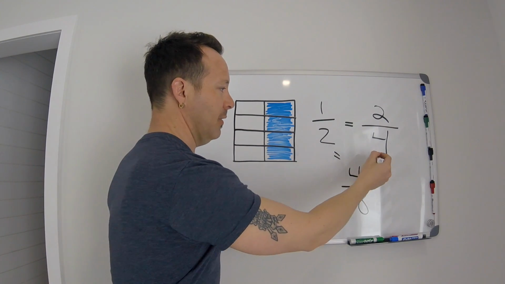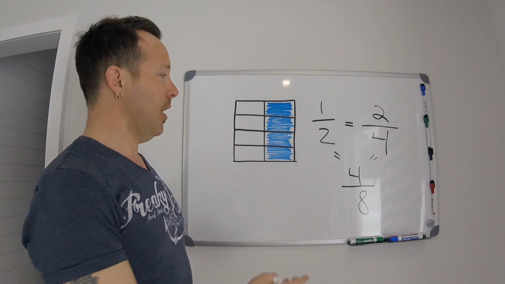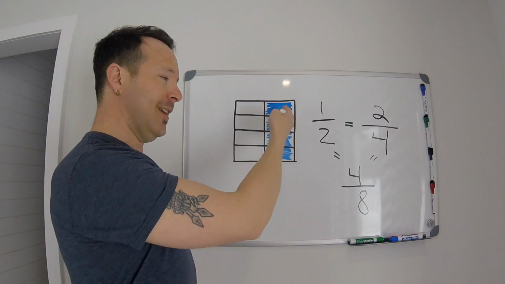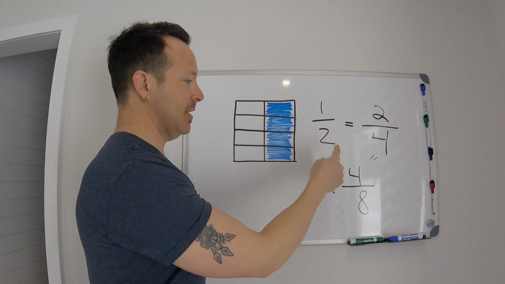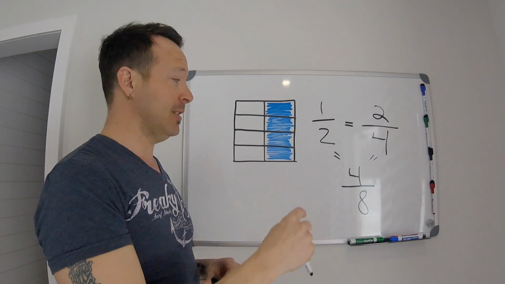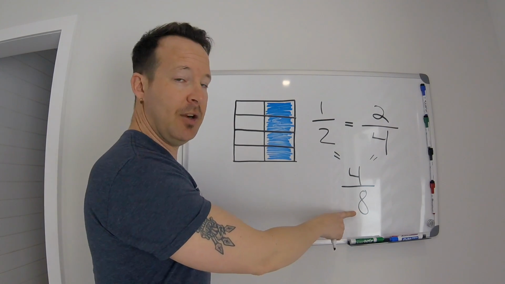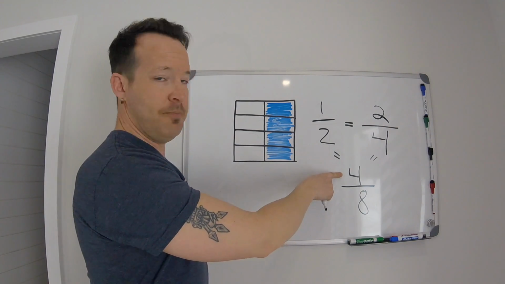Again, all of these fractions are equivalent to one another. They all show us that we're not getting any more cake. We're just changing up the size of the pieces that we're getting. And so that changes the fraction, changes the denominator, and therefore it changes the numerator.